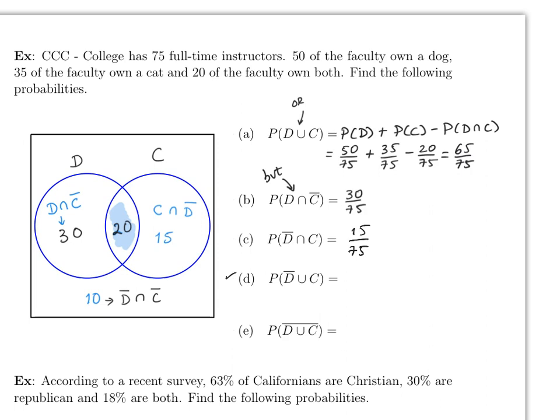Part E is saying how many people don't have a dog and don't have a cat. Well, the answer to that is 10. So this is 10 over 75. And that's it. End of the story.